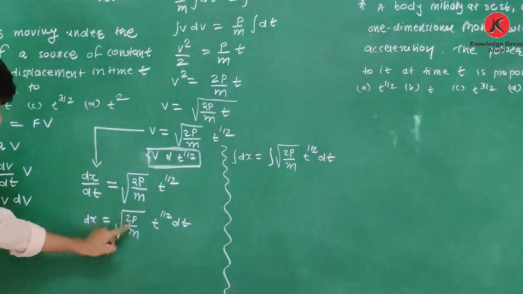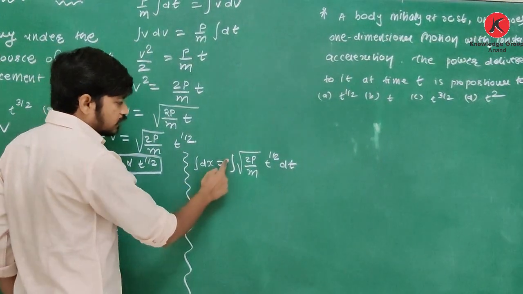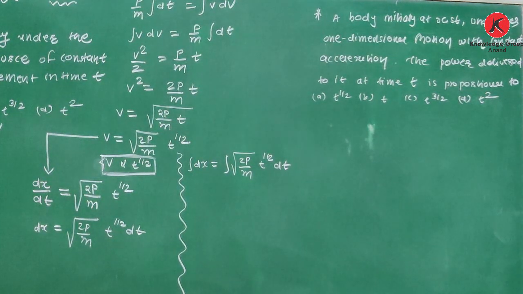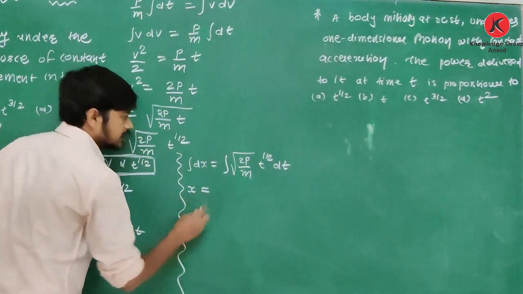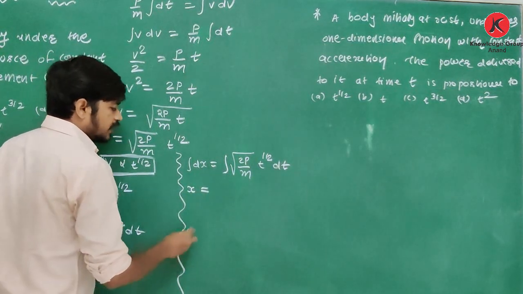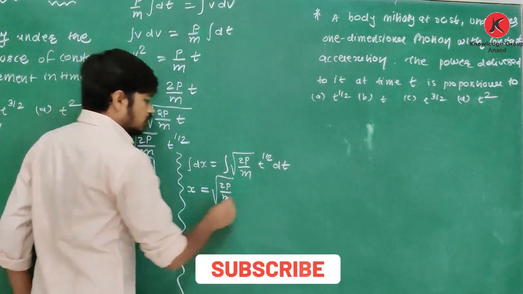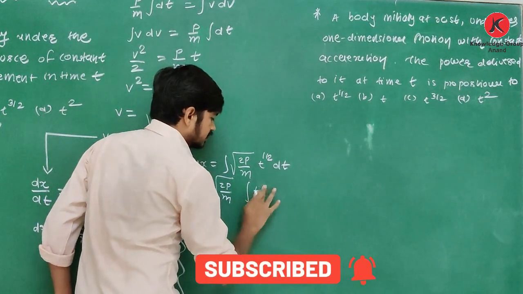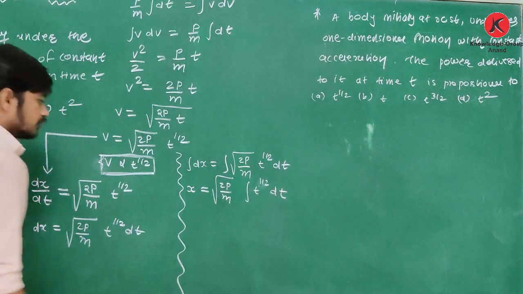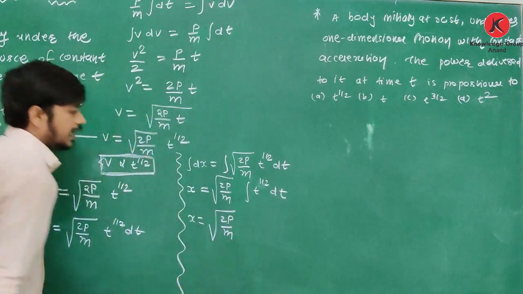dx is equal to under root 2P upon m, t raised to 1 by 2 dt. Take integration on both sides. So integration of dx is equal to integration of under root 2P upon m, t raised to 1 by 2 dt. Integration of dx, you know, is x. Under root 2P upon m is constant, so it is out of the integration. Here it is only the integration of t raised to 1 by 2. Clear about this? Okay, so x is equal to under root 2P upon m.